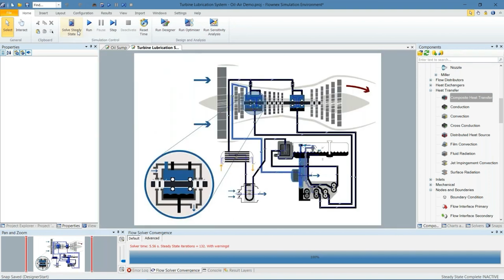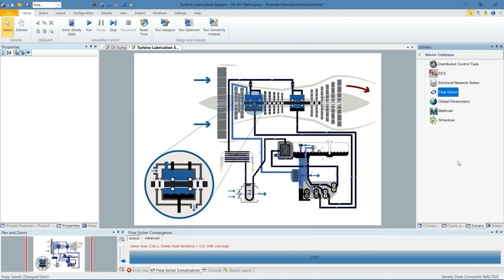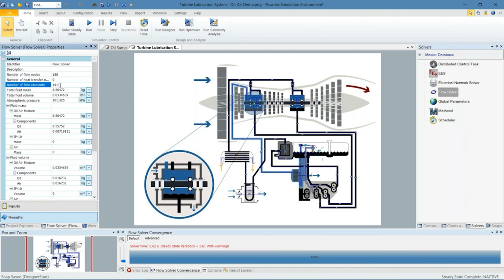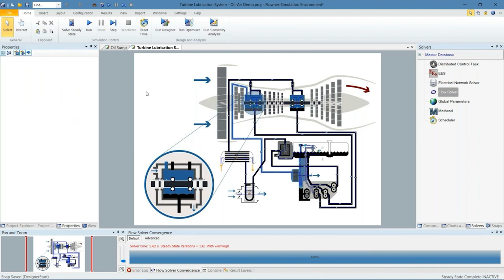Okay, so once we've gone ahead and solved this network, you can see our solving times are comparable to other Flownex networks. Here we're seeing a solving time of about 5.5 seconds. I'm using a standard desktop computer here. It's just a laptop with an i7 processor, 7th generation, so nothing fancy. We're solving this network with about 190 flow elements and about 190 flow nodes, so roughly 200 nodes and elements inside of our system.